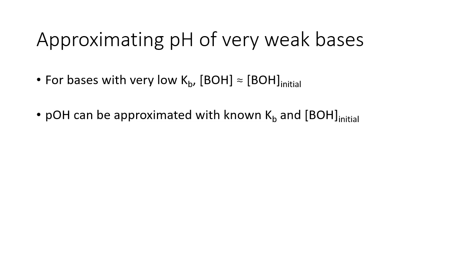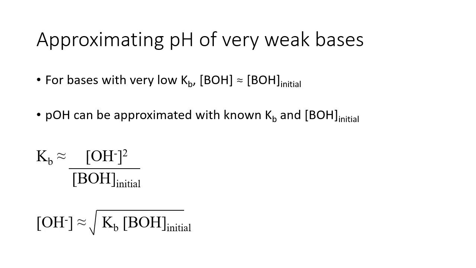Once again, just like with acids, we can approximate the pH of very weak bases. This is because when the Kb of a base is very low, the concentration of unionized base is very close to the initial concentration of the base. Therefore, the pOH can be approximated with known Kb and known initial concentration. We would start by approximating the Kb as the concentration of OH- squared divided by the concentration of the initial base.